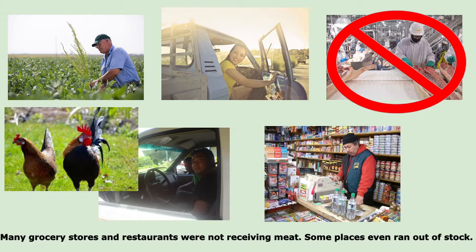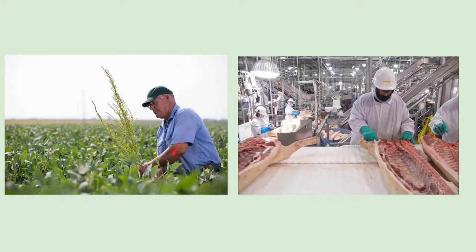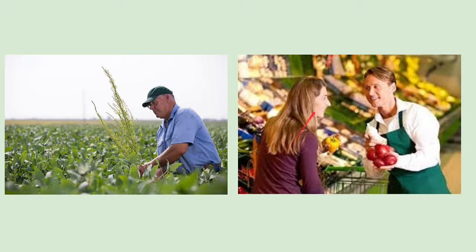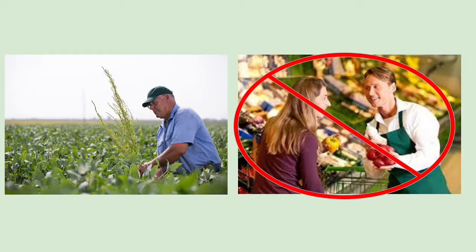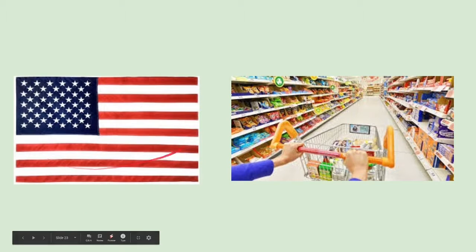On the other end of the equation, many grocery stores and restaurants were not receiving meat. Some places even ran out of stock. While some farmers could do the work of the meat plant workers, many of them could not, as they did not have the equipment or the manpower to do so. Even if they did, most farmers do not sell food directly to the customers themselves. In America, that is not the standard practice. The majority of Americans buy food from the supermarkets. And quite a few of Americans do not live near any farms.